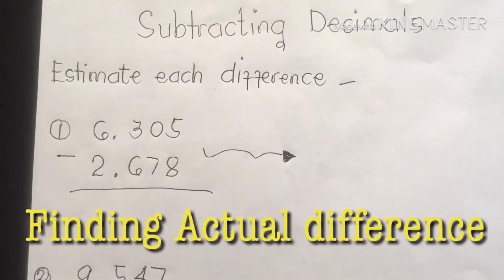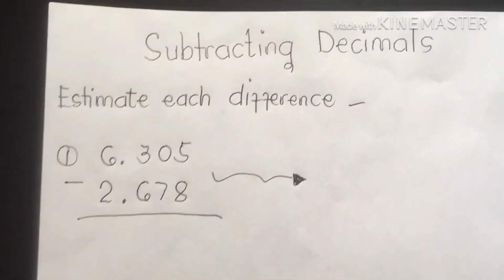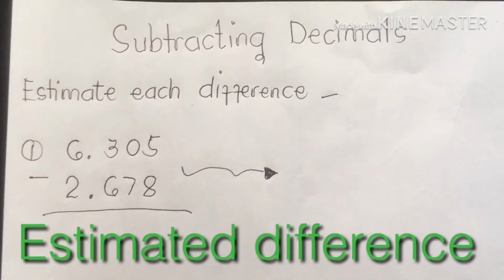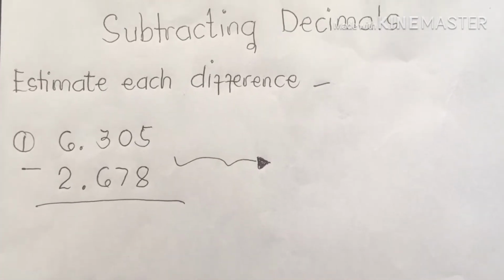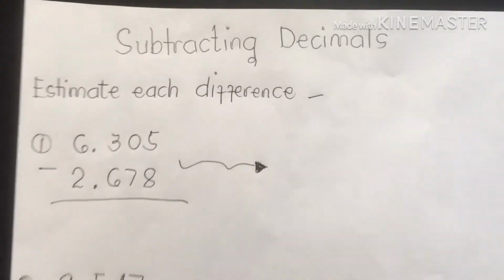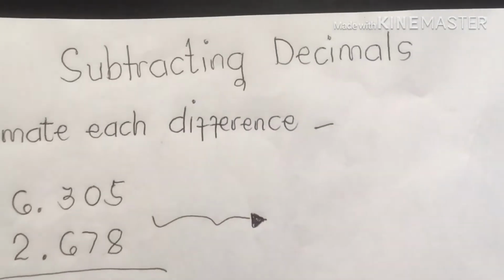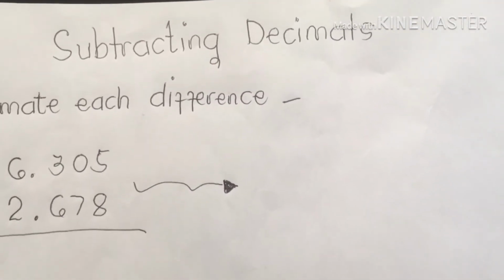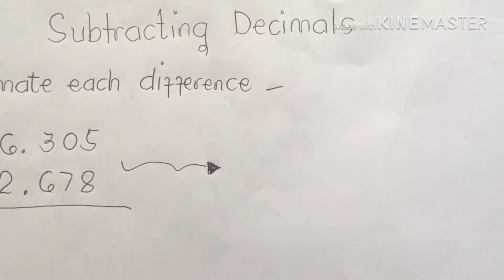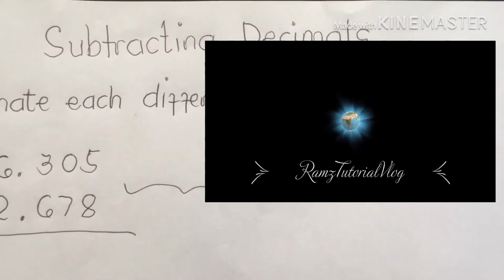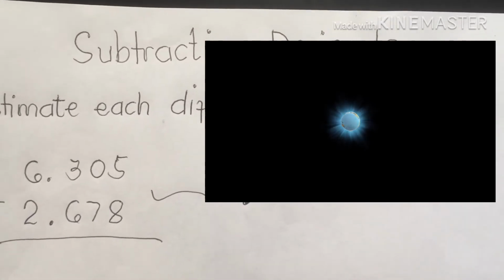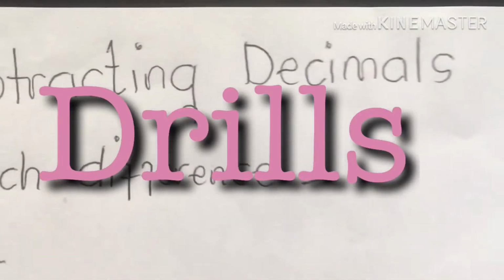In the estimated difference, class, remember, you are going to consider the place value. According to place value, if it is rounding off, 5, 6, 7, 8, 9 is rounding up. You are going to add one to the next designated decimal place if it is necessary. Rounding down is 4, 3, 2, 1, 0. That's still what you call rounding down numbers. Okay, let's proceed to our drills about subtracting decimals.